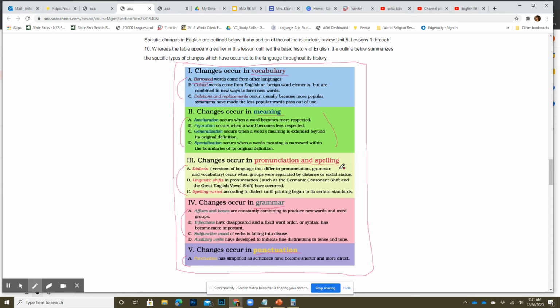We've got some changes in pronunciation and spelling that might occur with different dialects. That would be pronunciation, right? And we've got some varied spelling that happens as well. Take a moment to look at this chart because, like I said, it will be asked about in the future.